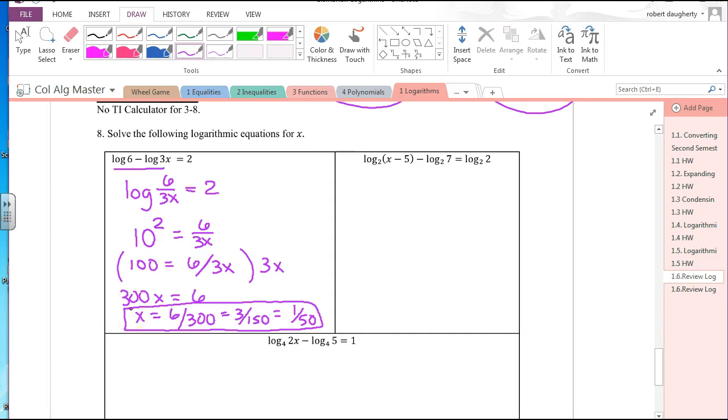Let's look at the next one. Now here I've got logs on both sides of the equation. So my strategy is to get log of something equal log of something and then set those equal. So I want to get one log on both sides. So this is log base 2 of x minus 5 over 7 equal log base 2 of 2. Now I've got log of something equal log of something. I can set those equal to each other. So I know that x minus 5 over 7 has to equal 2.